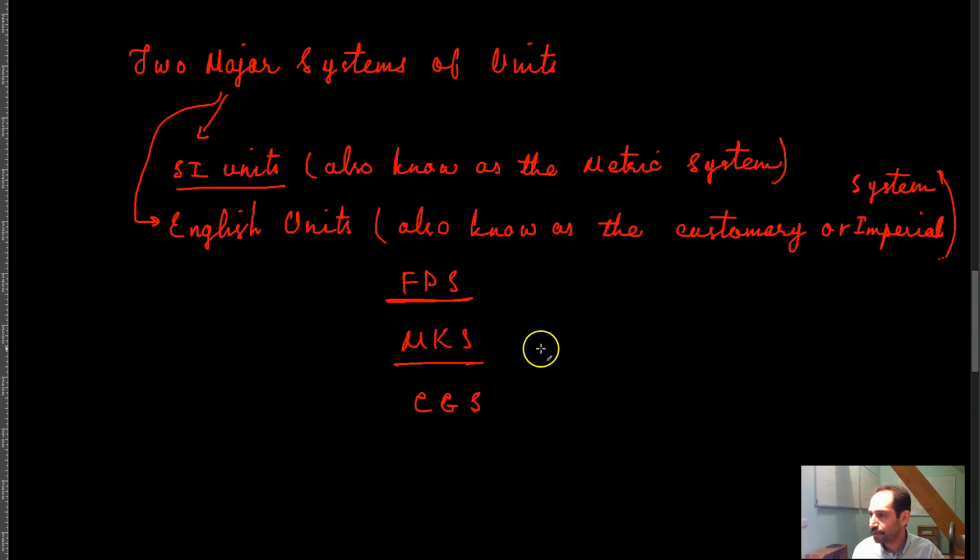So you have basically the CGS system. In the CGS system, you have the centimeter, you have the gram. This is for mass, this is for length, and S for second. That is the CGS system.